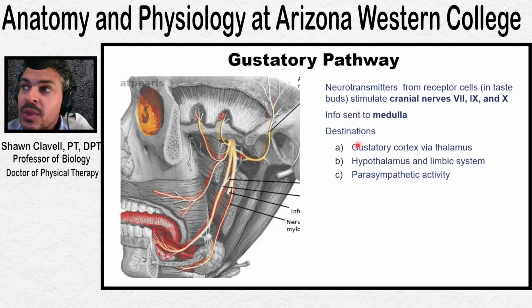Ultimately, the destination of the gustatory pathway is the gustatory cortex via the thalamus, right? The thalamus is a relay for all of those different types of sensation. And so that information will get relayed to the thalamus and ultimately to the cortex of the brain, to the hypothalamus and the limbic system for emotional regulation and the ability to perceive that emotionally, and then the parasympathetic activity as well.